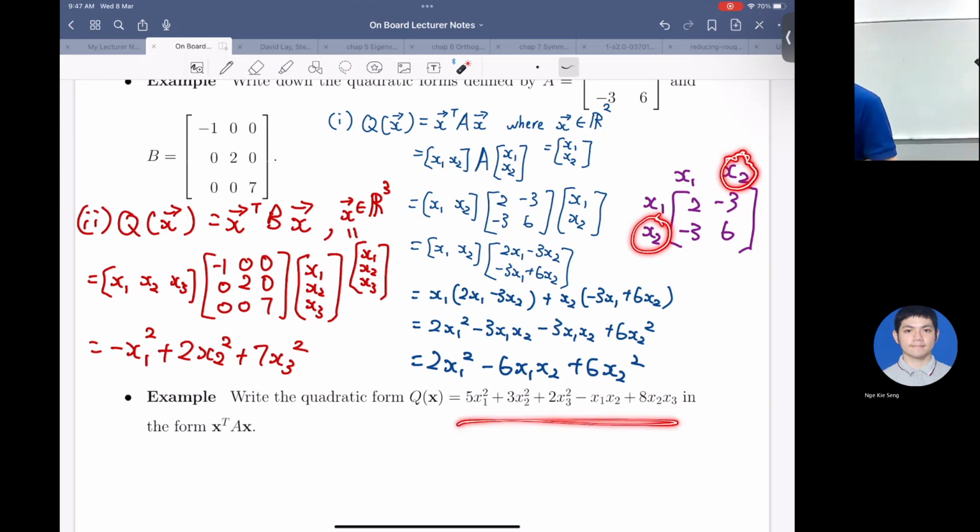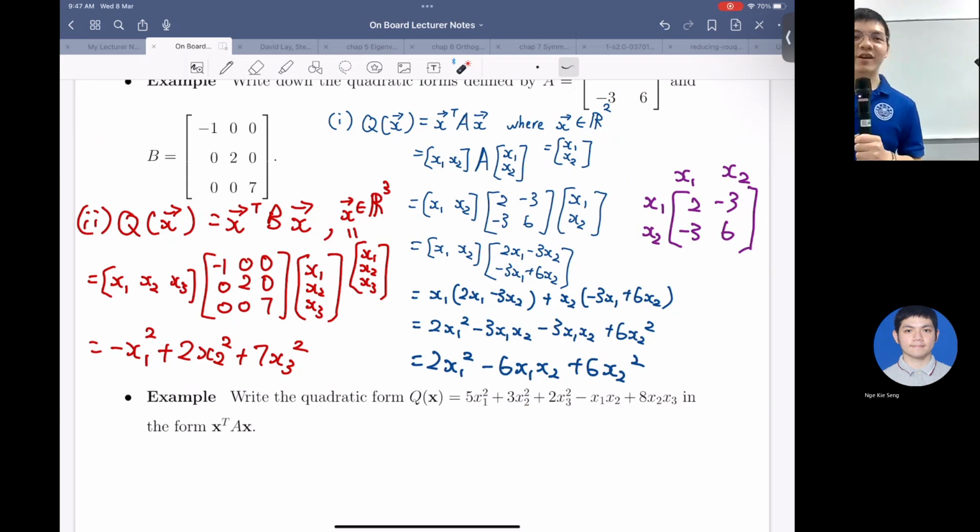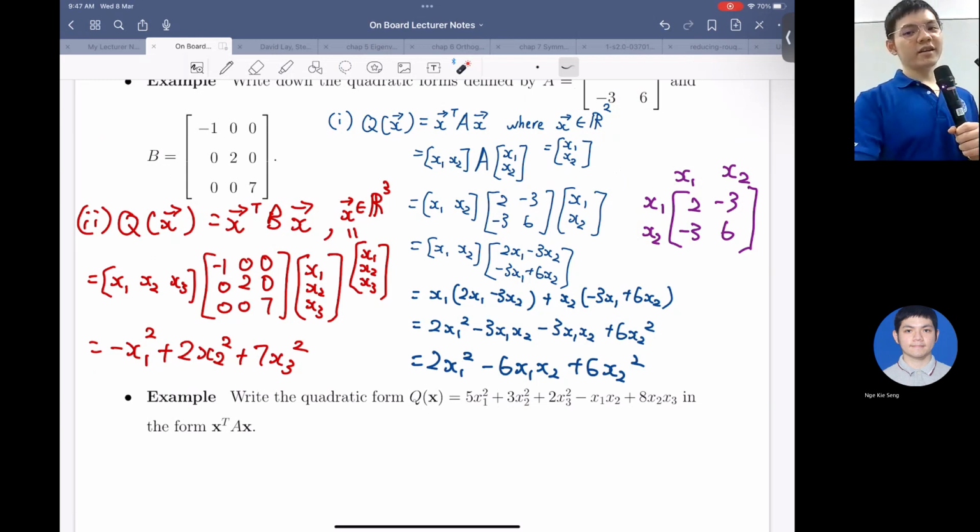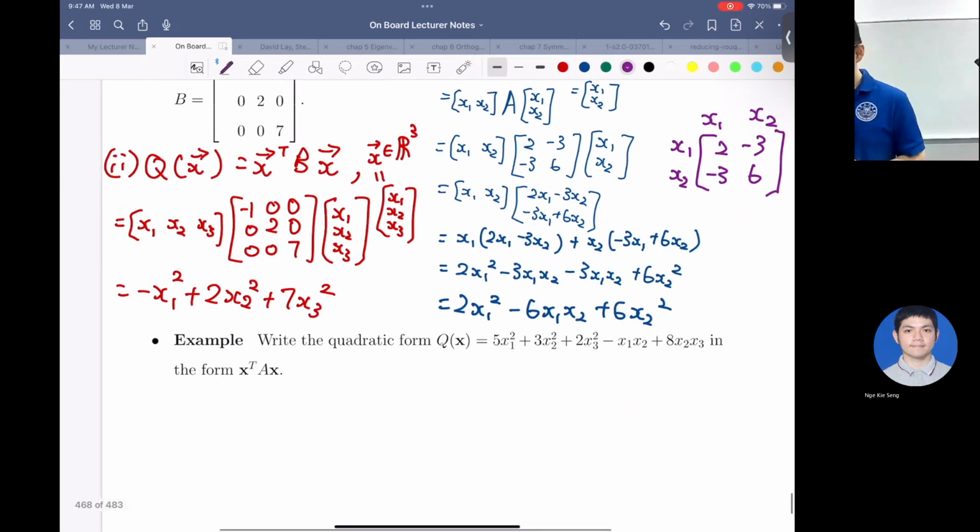So can you try and figure out what is A here? Try to figure out what is A, then we will take a break and then we will go into the quiz. If you can only find A, then we can take a break. And what is A?